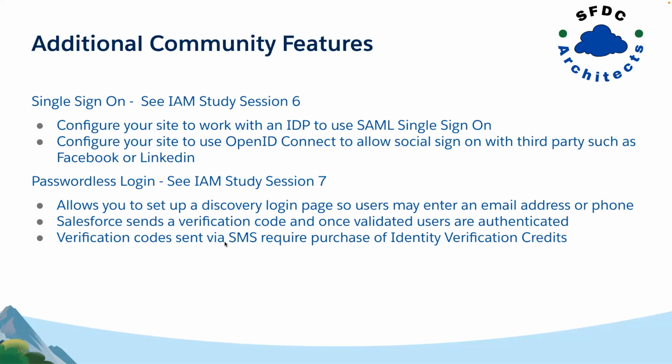If you send verification codes via SMS, you have to purchase identity verification credits. This was in my certification. They want you to know that for SMS, there's an extra cost to it. I don't remember the question, but the answer was you need to purchase identity verification credits. So that's additional community features. Any questions on these?